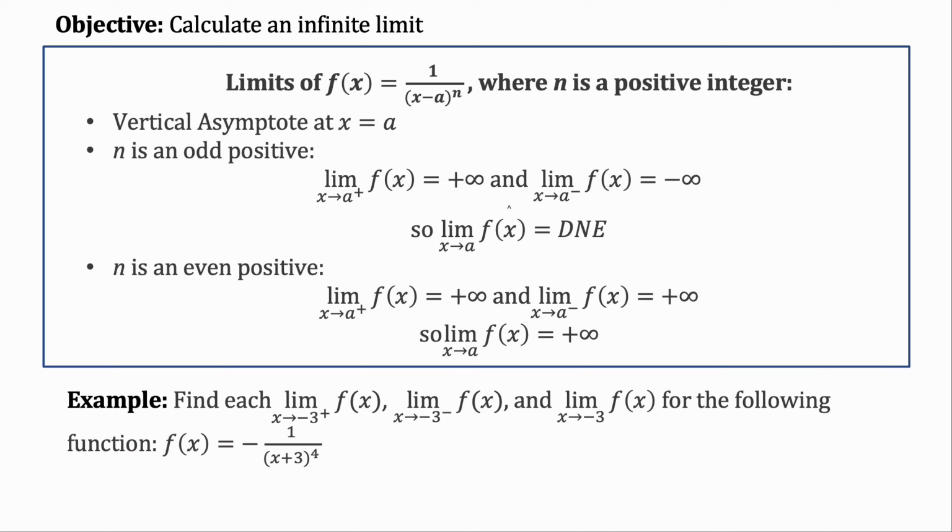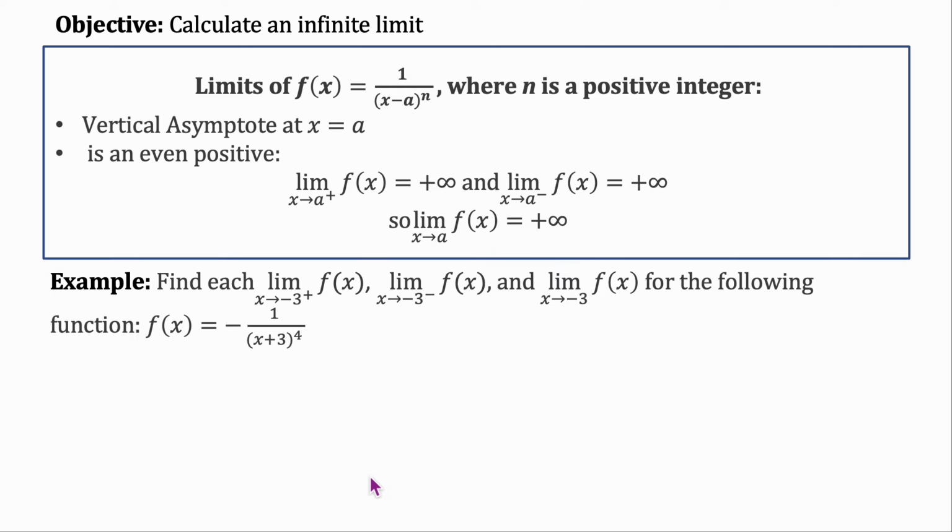Let's do another one. So again, take a look at our function. We have f of x equals negative 1 over the quantity x plus 3 to the 4th. Negative 3 causes an issue. It would make it undefined. There is a vertical asymptote there. And we are going to be approaching negative 3 for each of these limits. Now, don't forget though, even though we do have a 4th power, that negative is going to flip what we would expect to happen.